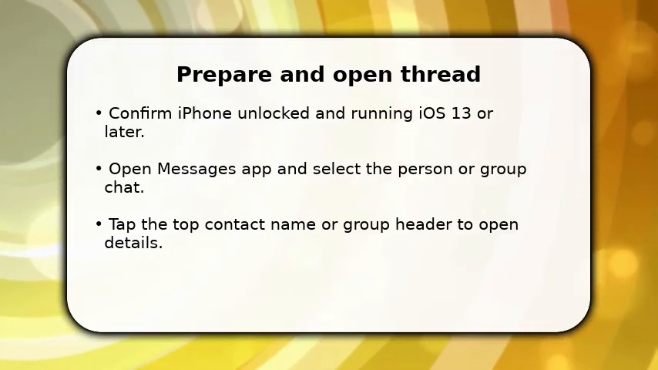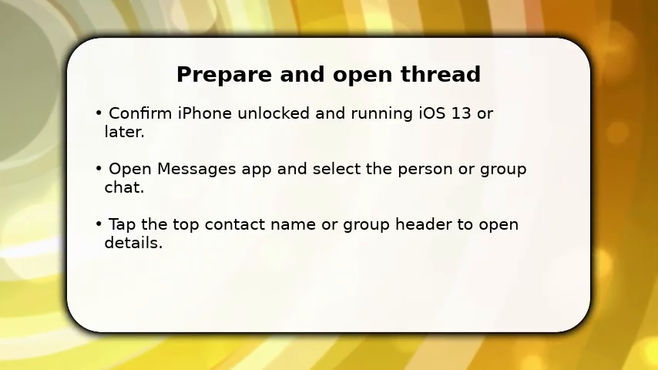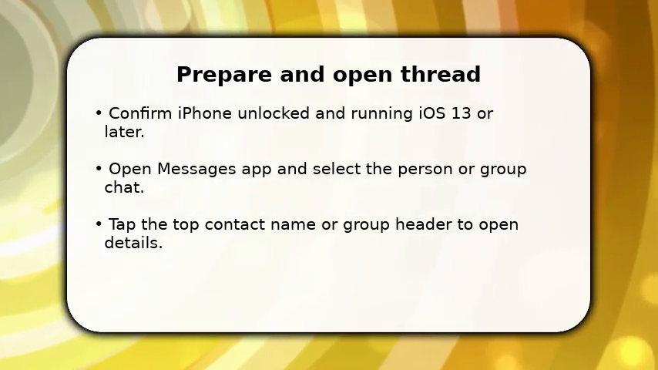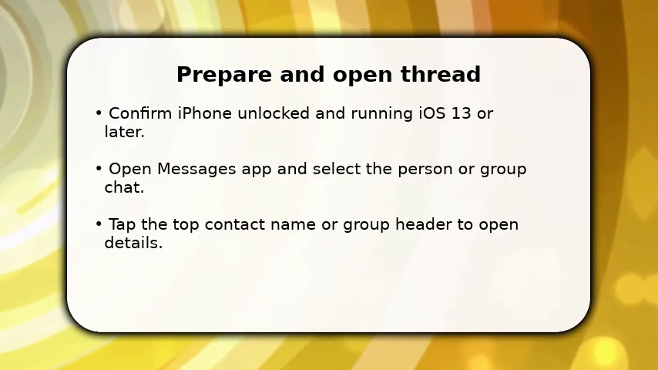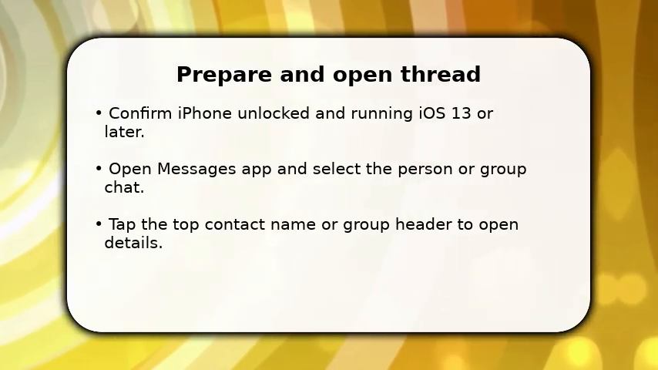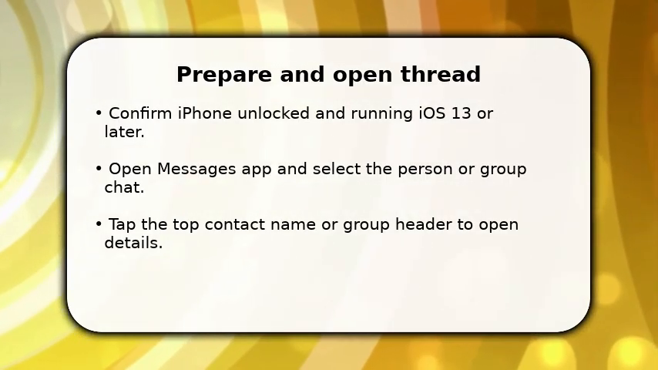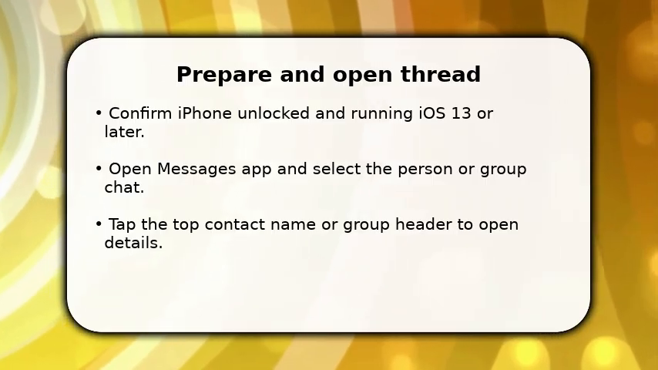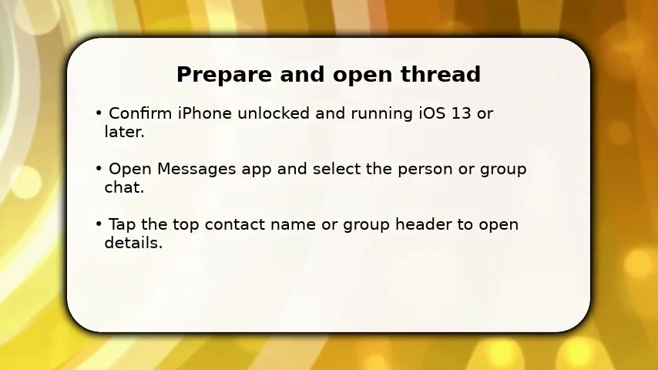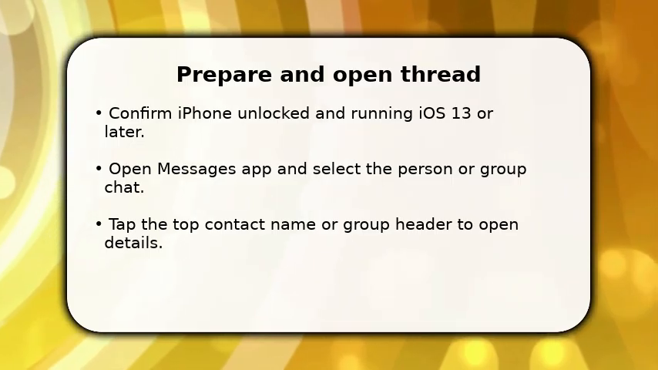You're starting immediately. Make sure your iPhone is unlocked and on a supported iOS. Open Messages and pick the conversation for which you want to stop sharing. Tap the contact name or group header at the top to reveal the conversation details. This step leads to controls that manage location sharing.